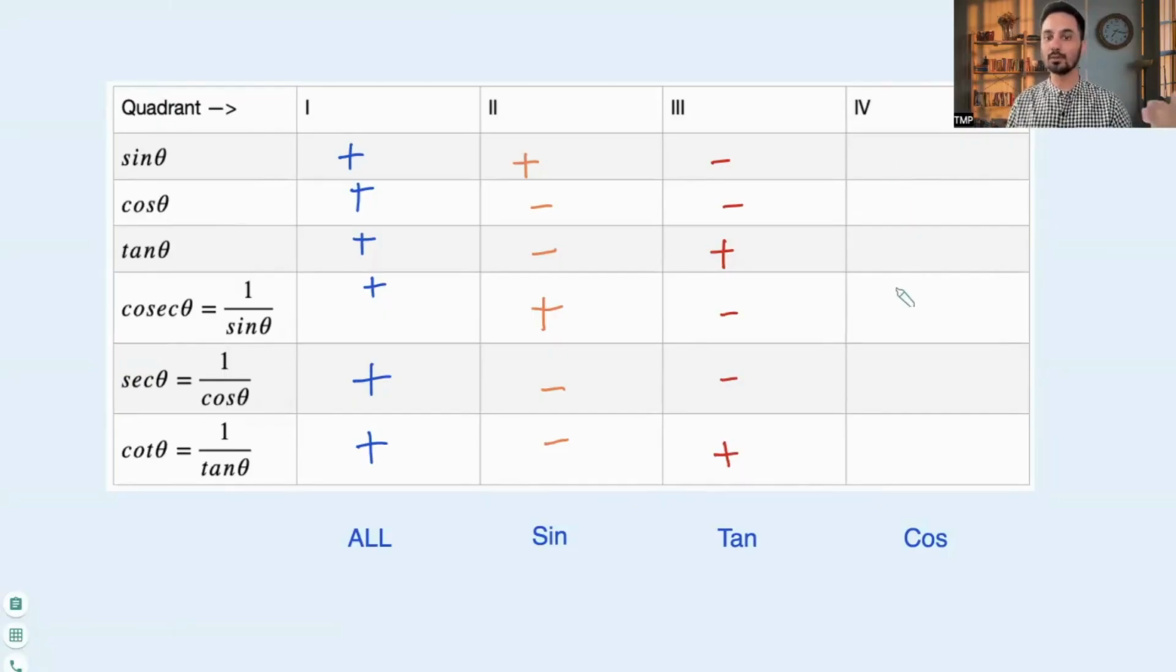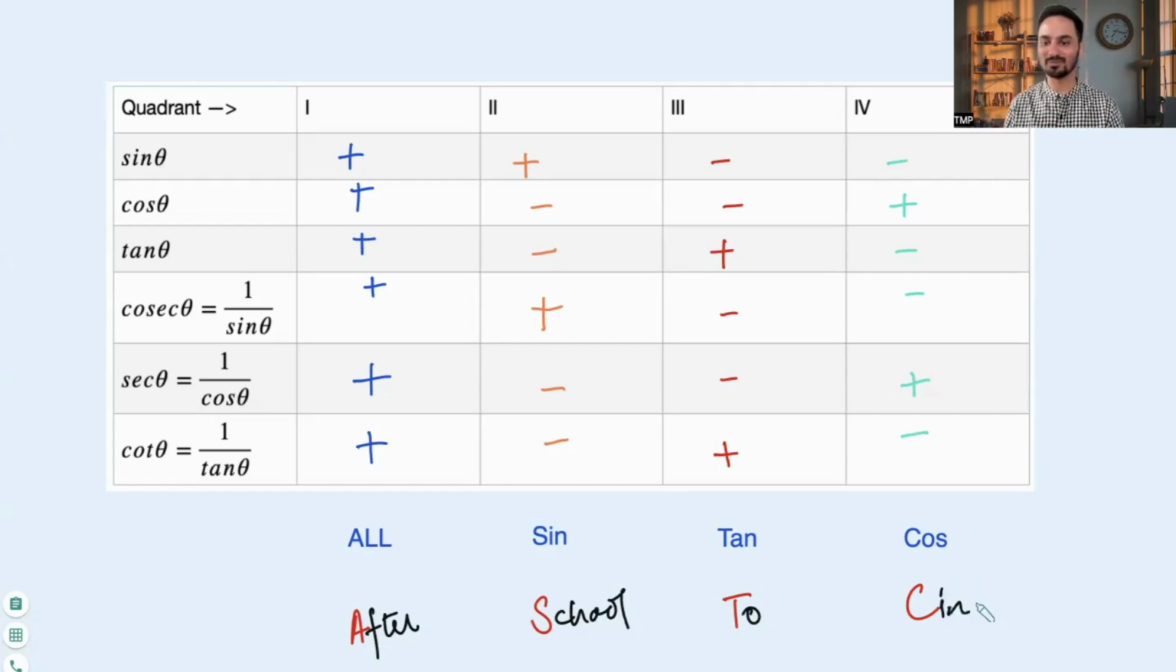So we found that in quadrant 4, you have cos as positive and its reciprocal will be positive, and the rest of the values are negative. And this can be learned with an acronym: After School To Cinema. It's easy to remember. Here, A stands for all, S stands for sine and its reciprocal, T stands for tan and its reciprocal, and C stands for cinema. Sorry, C stands for cos or its reciprocal.